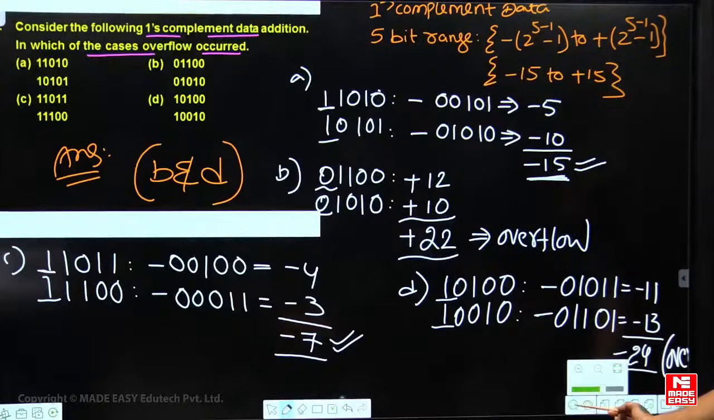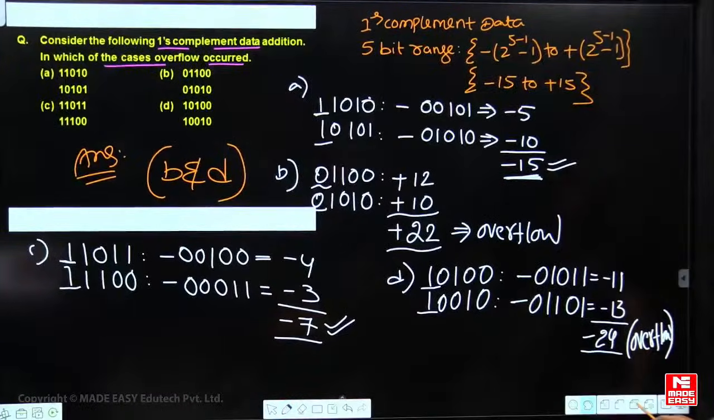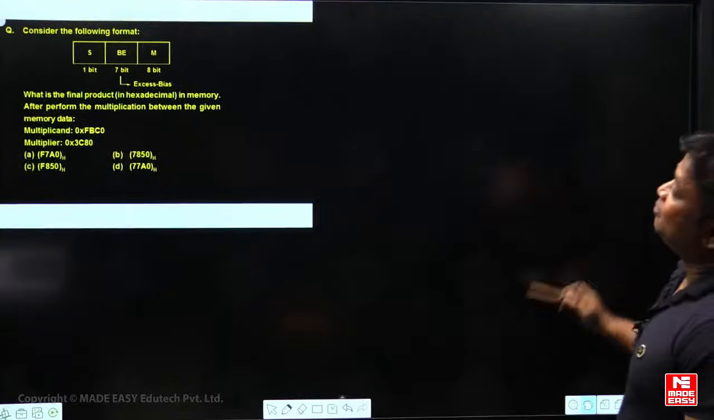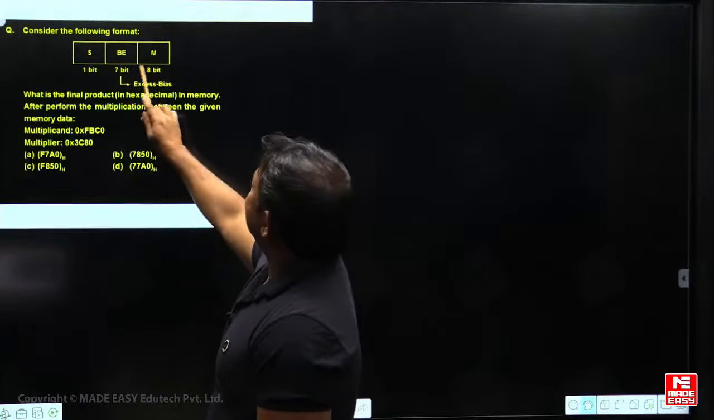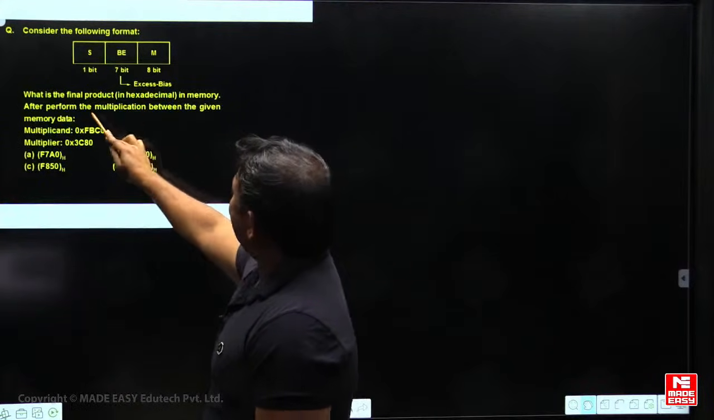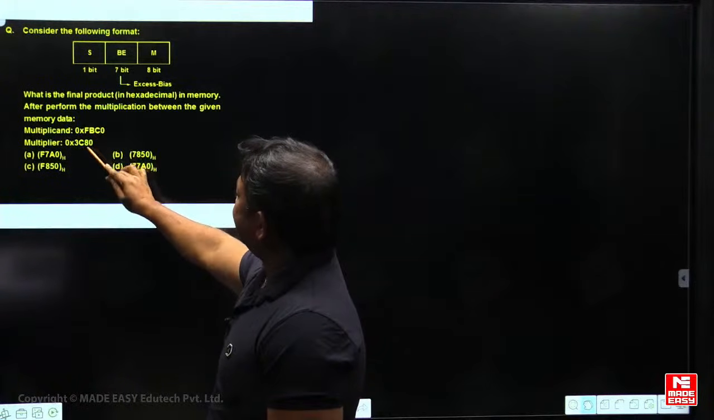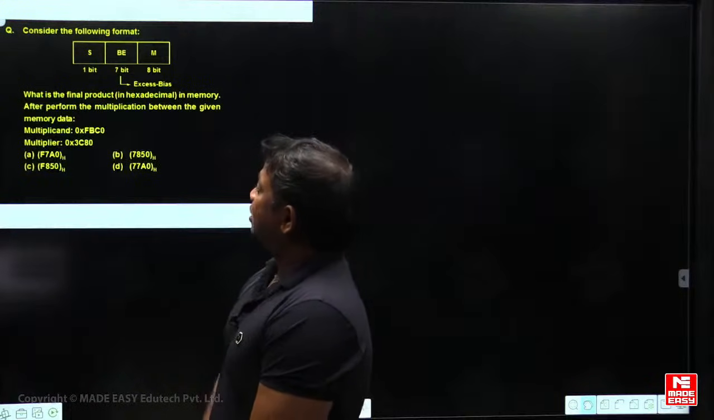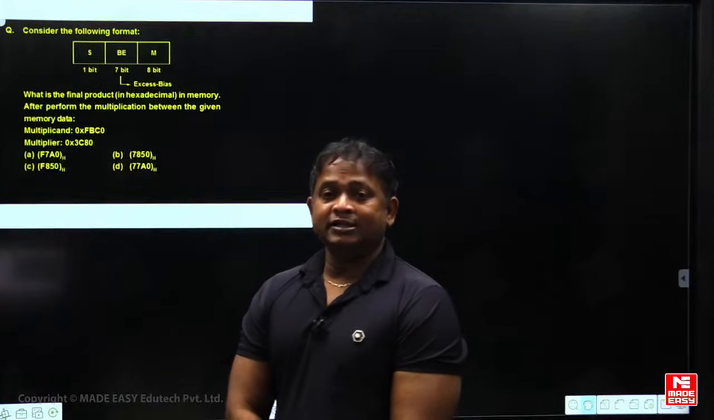Yashika, did your answer match? Coming to the next question. Consider the following format: 1 bit, 7 bit, 8 bit. What is the final product in hexadecimal after performing the multiplication of the given memory data? These are the numbers. Multiplicand given, multiplier given. They ask about the final product, that too in hexadecimal.